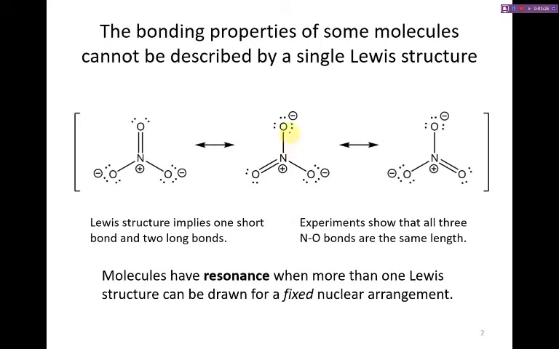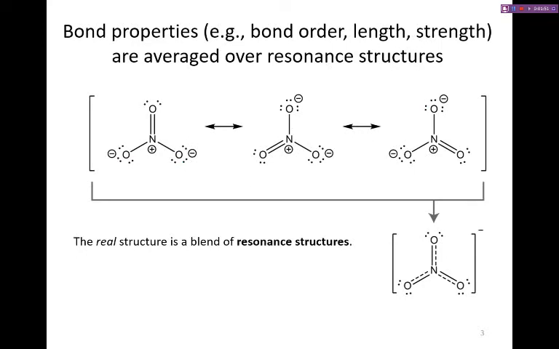If we label these as oxygen 1, 2, and 3, we could draw the double bond in different locations without actually changing the physical location of the elements. And that's what we mean by resonance. Because of these structures, what we see is that the bond properties, the bond order, the bond length, and the strength are averaged over the resonance structures.